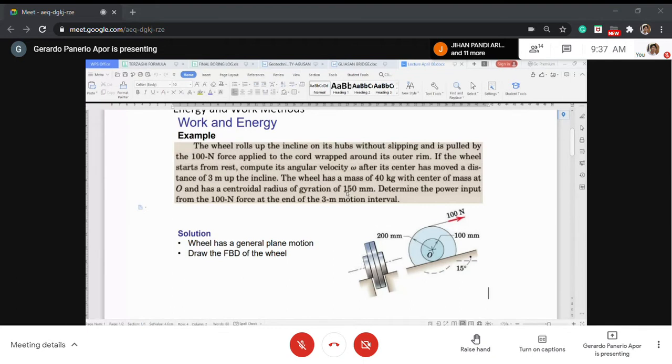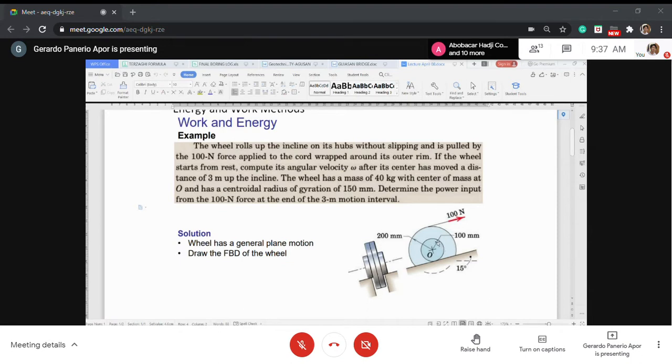Okay, and maybe the other one is based on the dynamics of the wheel. If you look at the figure, this is the one, no? So you have a wheel. Supposedly with this incline, if there is no force on the cord, this wheel will roll down, no?